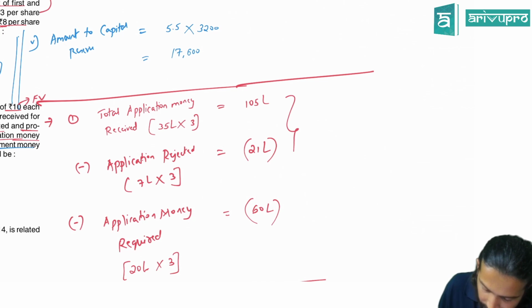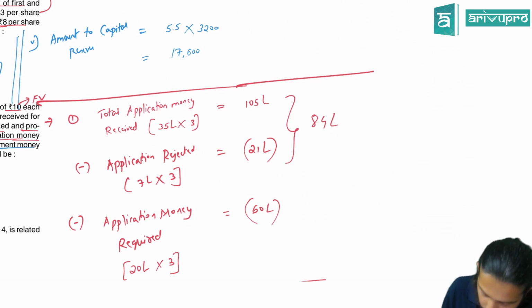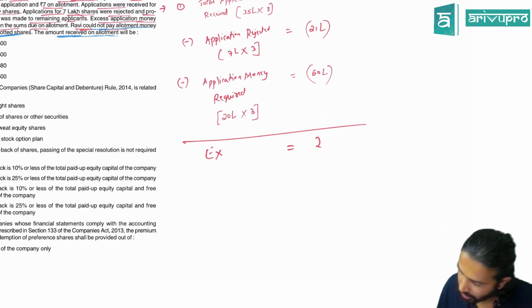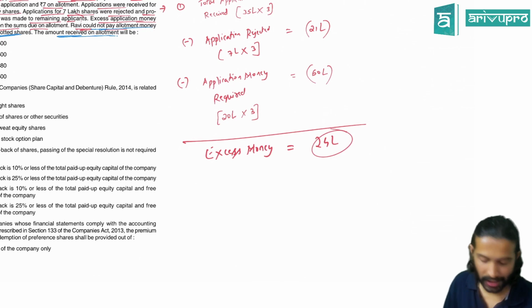So the company still has 84 lakhs with it. But how much is required? Required is only 60. That means what is that excess? That excess is 24 lakh rupees that the company has, because they went for pro rata allotment. So they have some excess application money.